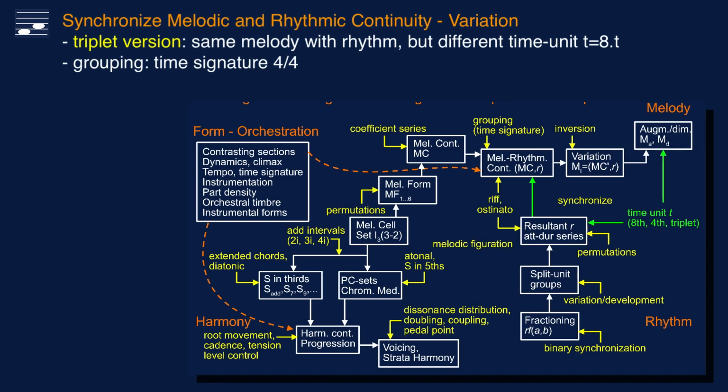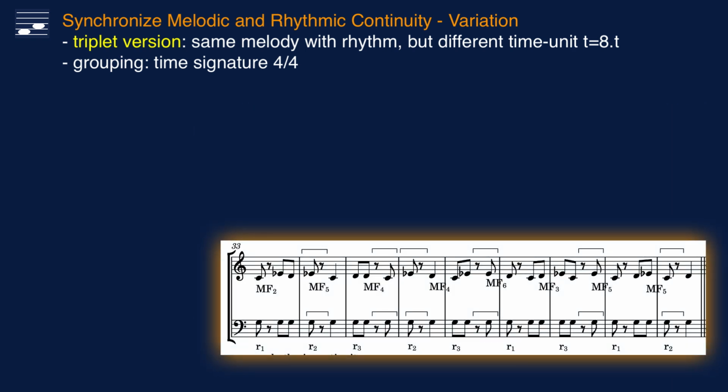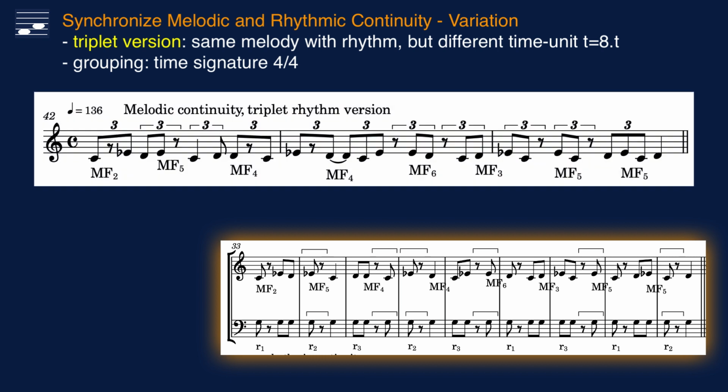Here I demonstrate another Schillinger variation mechanism. It is the same 24 notes attack melodic continuity combined with the earlier rhythmic continuity, but now I've used the triplet 8th note as time unit. This is equivalent to a rhythmic diminution. Grouping this result in 4/4 time signatures sounds thus.